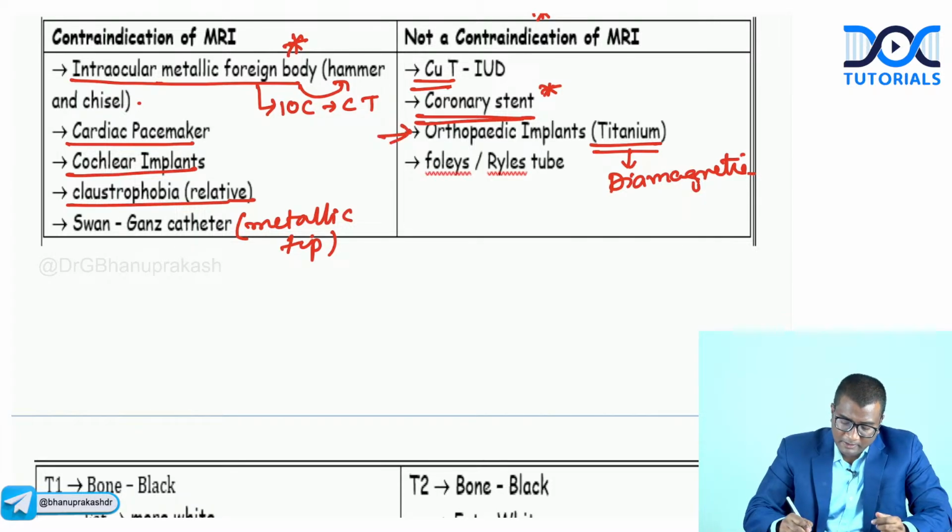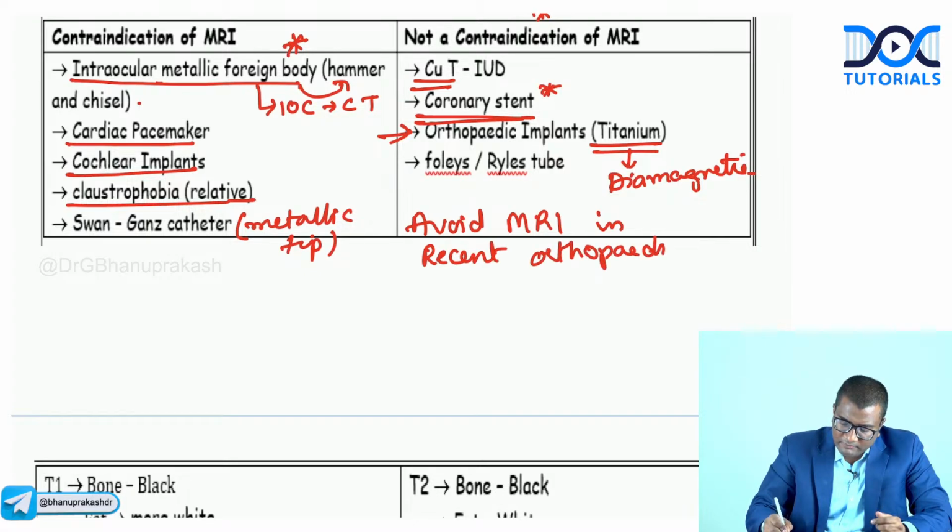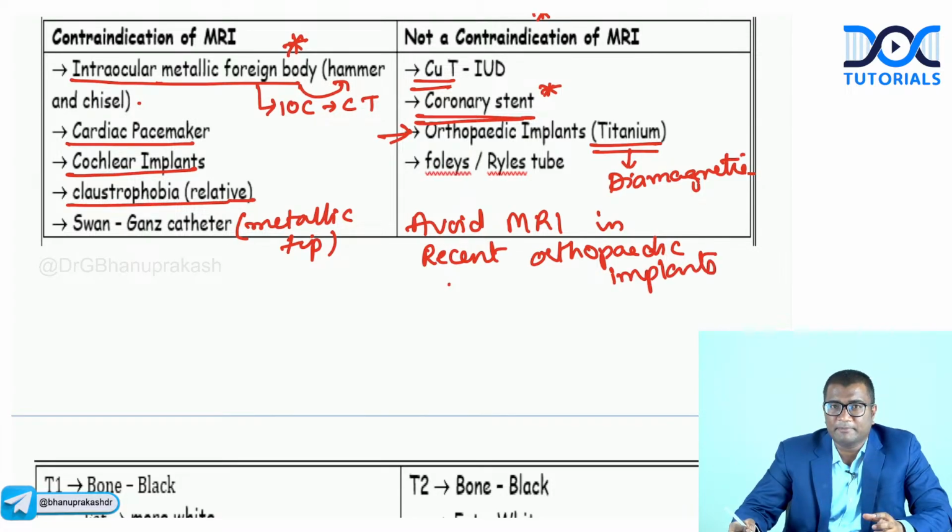Remember, avoid MRI in recent orthopedic implants. Nothing much will happen, but loosening of the graft can happen, so avoid it till it gets fixed with the bone. So avoid in recent orthopedic implants, but as such titanium based implants or orthopedic implants are not a contraindication for MRI. Copper T is not a contraindication. Coronary stent is not a contraindication. Even rubber catheters, Foley's catheter, Ryle's tube, are not a contraindication. Swan-Ganz catheter is a contraindication of MRI.